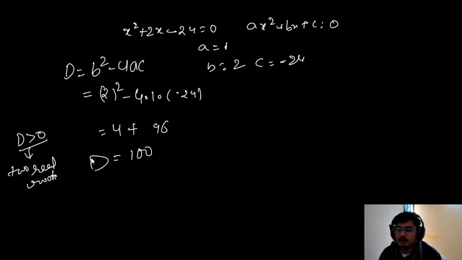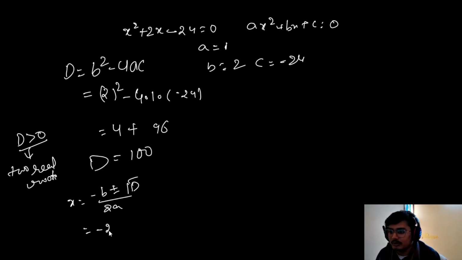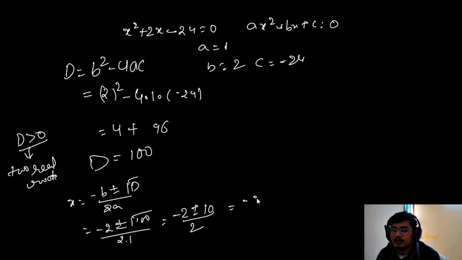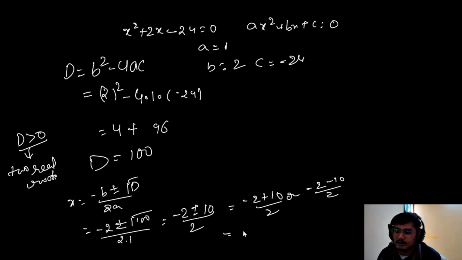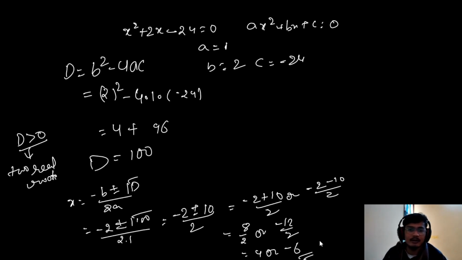And what are those roots? We will take the formula minus b plus minus root D upon 2a. Here we put in the values: minus 2 plus minus root of 100, by 2 into 1. So this is minus 2 plus minus 10 upon 2, which is minus 2 plus 10 upon 2, or minus 2 minus 10 upon 2. This is 8 by 2 or minus 12 by 2, which is 4 or minus 6. So we get the same answer.